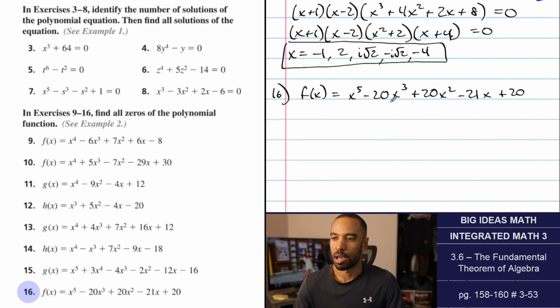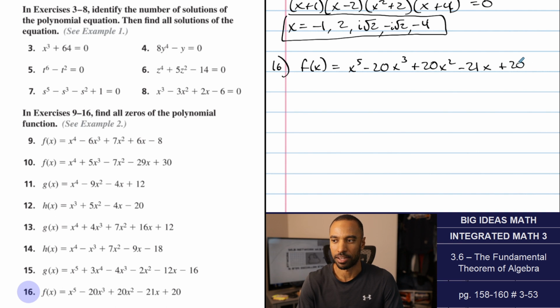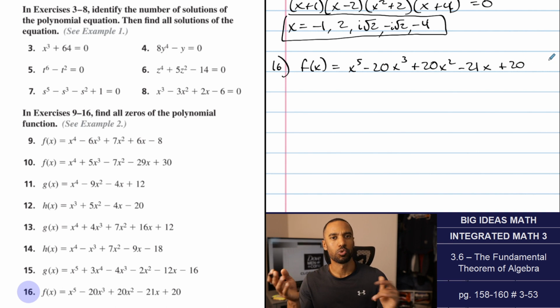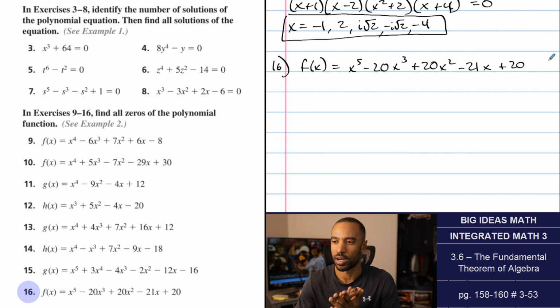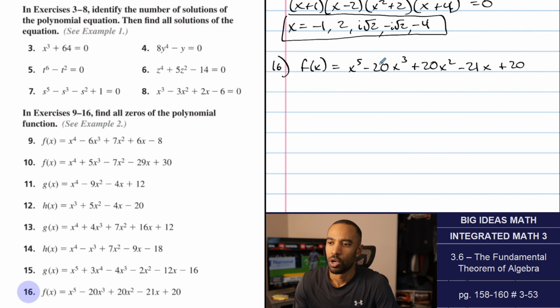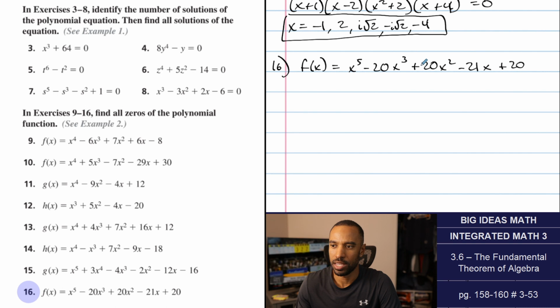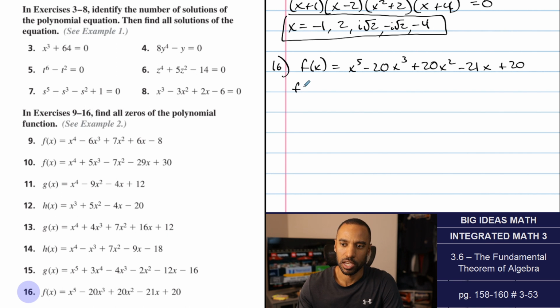Okay, a lot bigger numbers as a whole right here. I'll be fearsome if I have to plug in factors of 20 that are like 4 and 5 and stuff. So we're going to try plus or minus 1, 2, 4, 5, 10, and 20. I'll start with 1. 1 minus 20 plus 20 is back to 1. Minus 21 is negative 20 plus 20 is 0. So 1 does work.